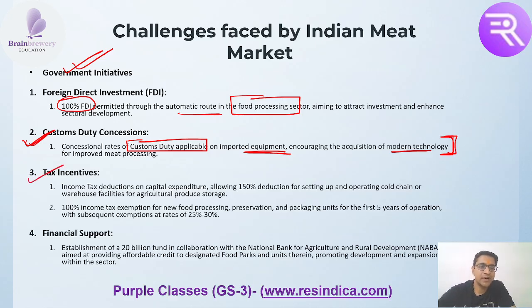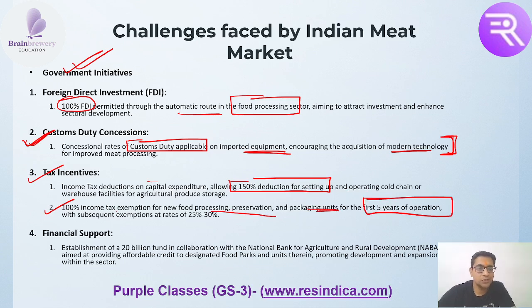Then tax incentive: income tax deductions on capital expenditure, around 150% deduction for setting up of operationalized cold chain, focusing on opening cold chain and warehouses so that warehouse receipts can be provided. 100% tax exemption is being provided for new food processing, preservation and packaging units for the first 5 years of operation, and then subsequently with exemption rates of 25% and then 35%. So slowly it is going to be increased, right?